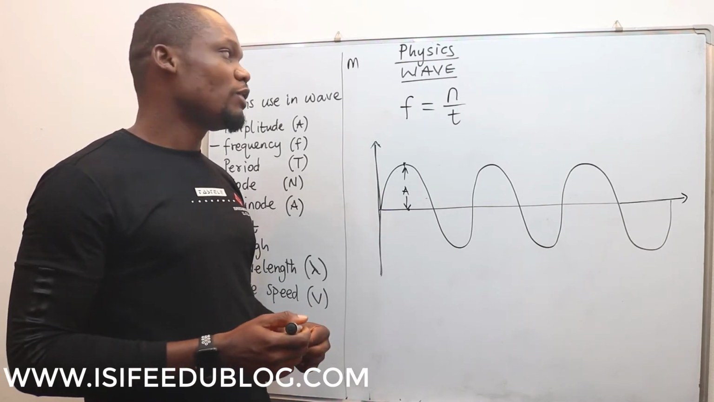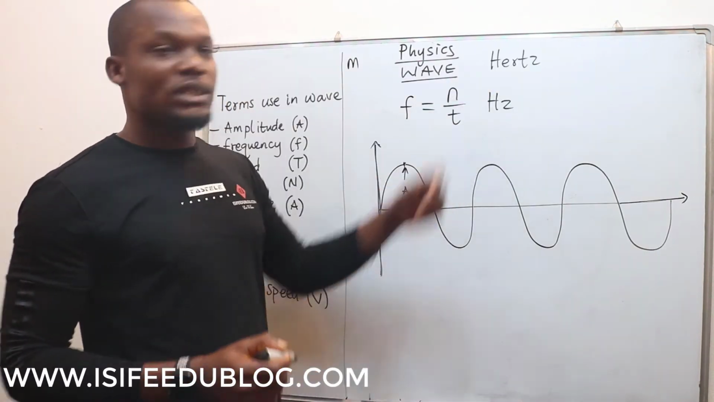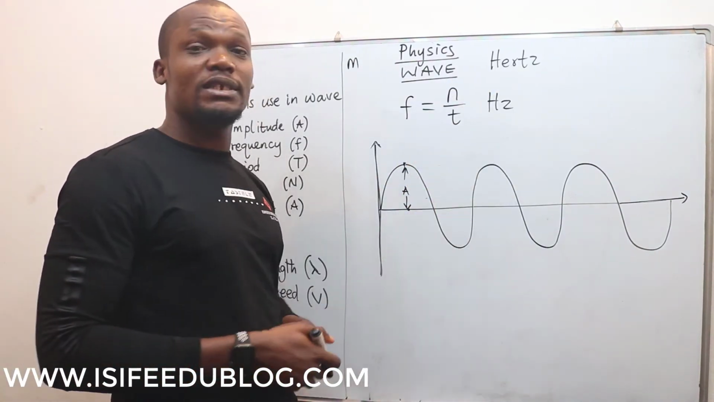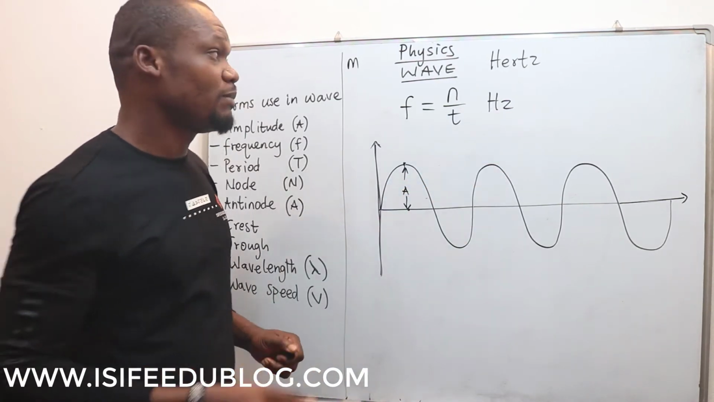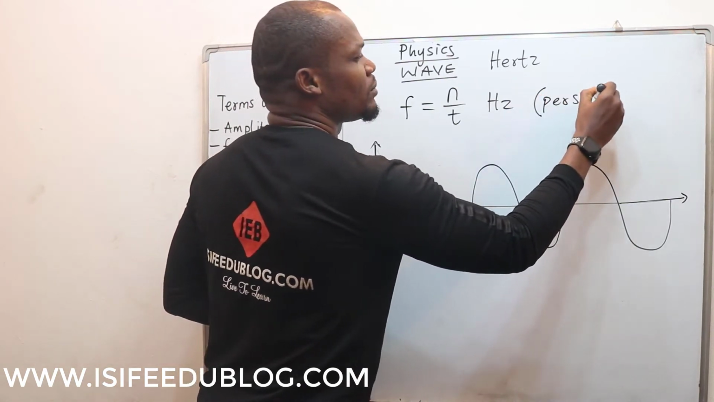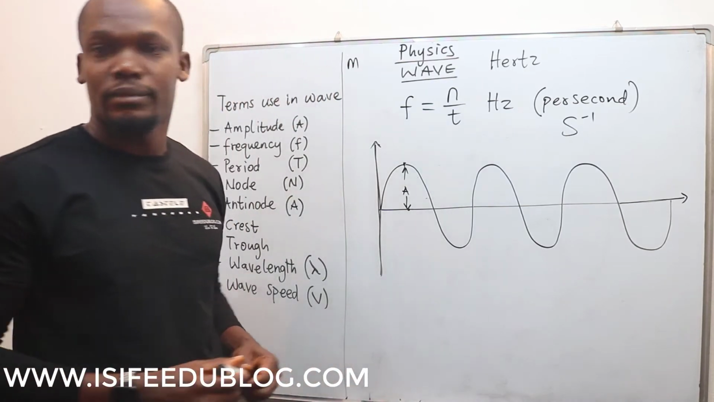What is the unit of frequency? The unit of frequency is the Hertz, which is the name of the German scientist that discovered electromagnetic wave, abbreviated as Hz, or we can use per second, that is s raised to the power minus 1.